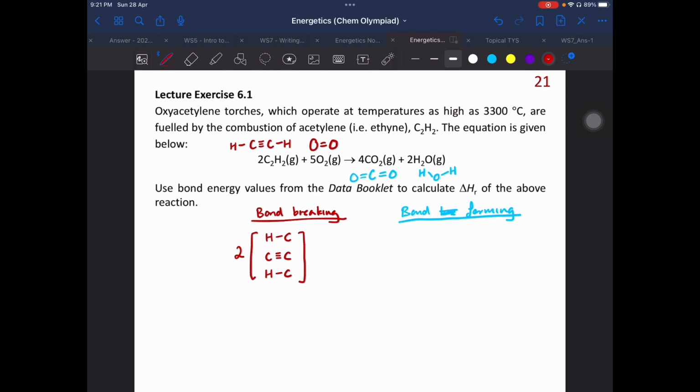Now, what else do we need to break over here? There's also the oxygen, right? So for oxygen, we know that we need to break this O double bond O bond, and the coefficient of 5 here tells us that we are looking at 5 sets of this that need to be broken.